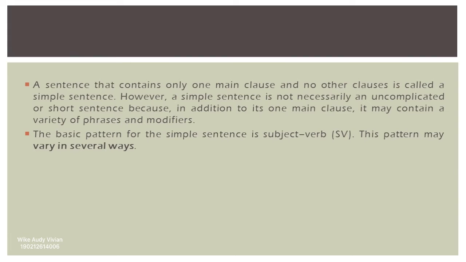A sentence that contains only one main clause and no other clauses is called a simple sentence. However, a simple sentence is not necessarily an uncomplicated or short sentence because, in addition to its one main clause, it may contain a variety of verbs and modifiers. The basic pattern for the simple sentence is subject, verb, SV. This pattern may vary in several ways.